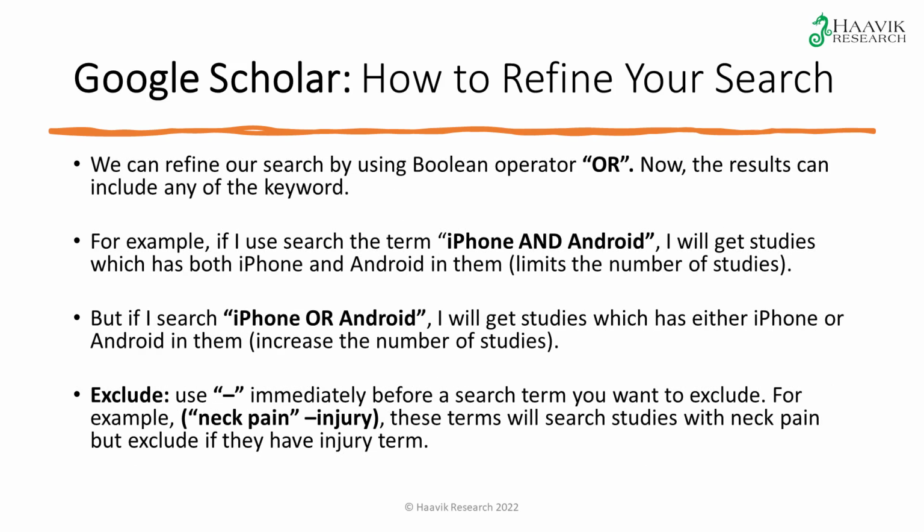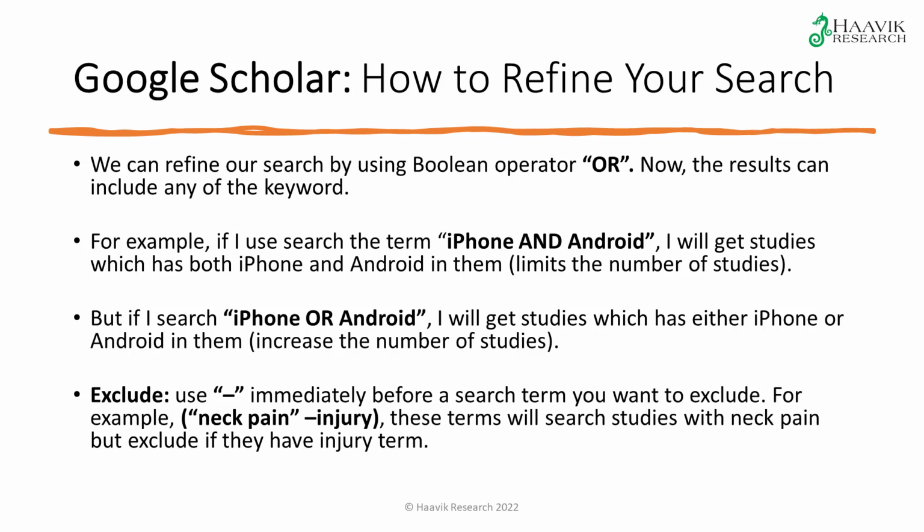But let's also look at some of the Boolean operators that we can use to define our search a little bit better. But remember quotation marks, very important. So we can refine our search by using the Boolean operator OR. So now your results will include any of the keywords. Using OR is a way of broadening your search. So if you didn't get a lot of articles, you could put OR in. So for example, if you search for the term iPhone AND Android, you'll get studies that have both iPhone and Android in them. So that narrows down the search. But if you put in iPhone OR Android, now you get studies that have either the iPhone or the Android in them. So it broadens the search term.